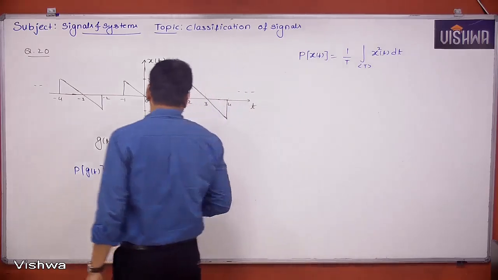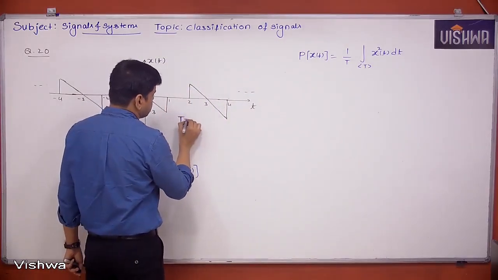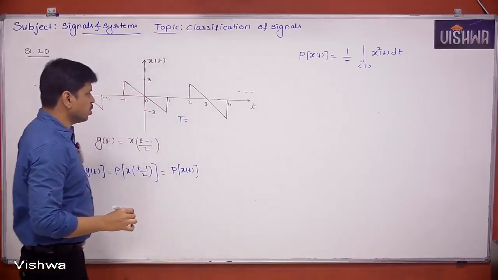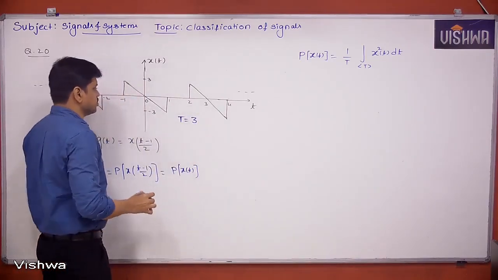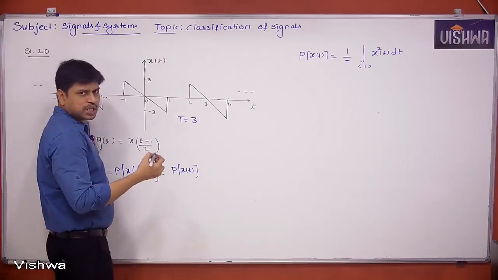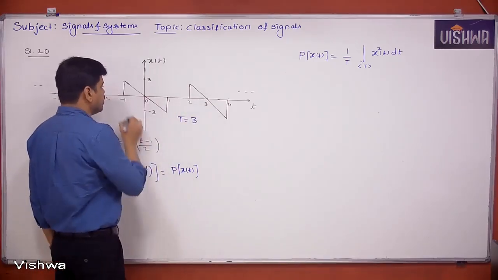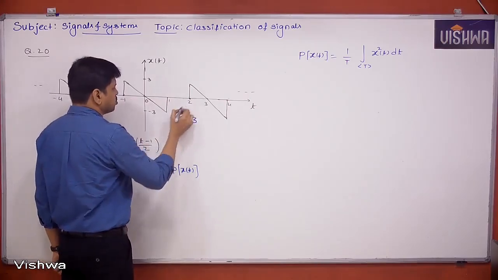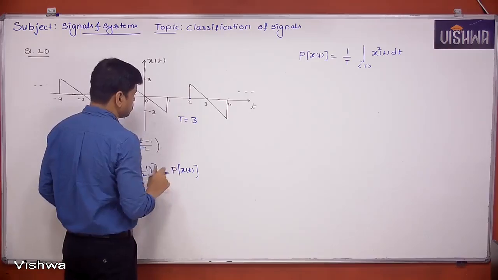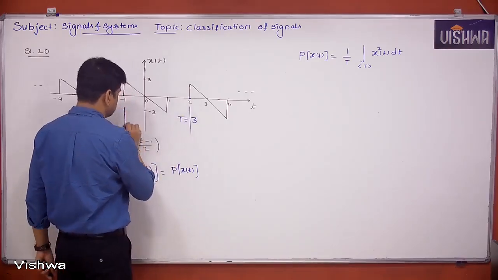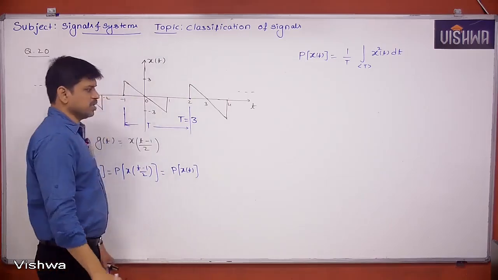Now first and foremost, what is the period of the signal? Many people think that it is 2. No, it is actually 3. Why, sir? If you see, after how much time is it going to repeat? If you take the 0 point, it repeats after 3. If you take minus 1, it is after 2. So minus 1 to 2 is nothing but the period of the signal.